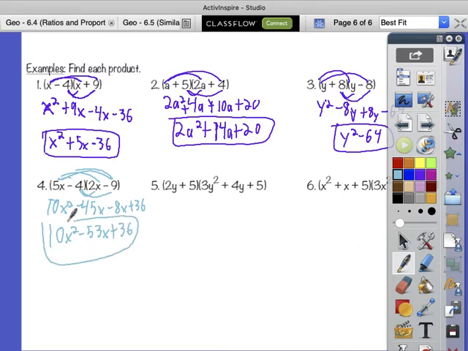Negative 45x minus 8x. Yep. Same sign, different size: keep the sign, add them, and keep the larger.